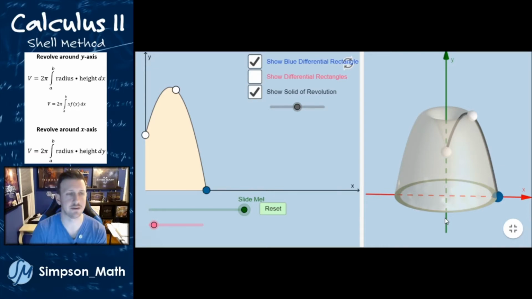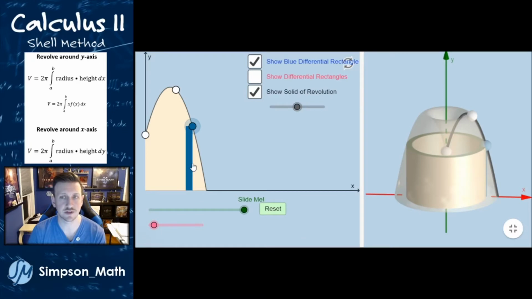So what's different about the shell method? Well, let me grab this dot and move it over a little bit. So I had this rectangle, and notice it just created this cylinder here. We're going to be using a whole bunch of cylinders to create this, hence the shells. These cylinders are these shells.